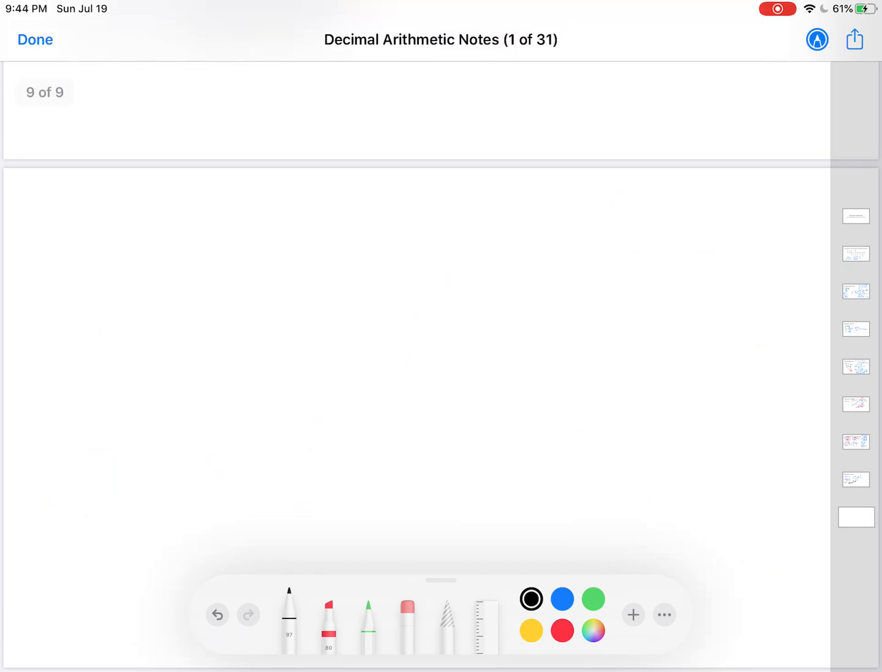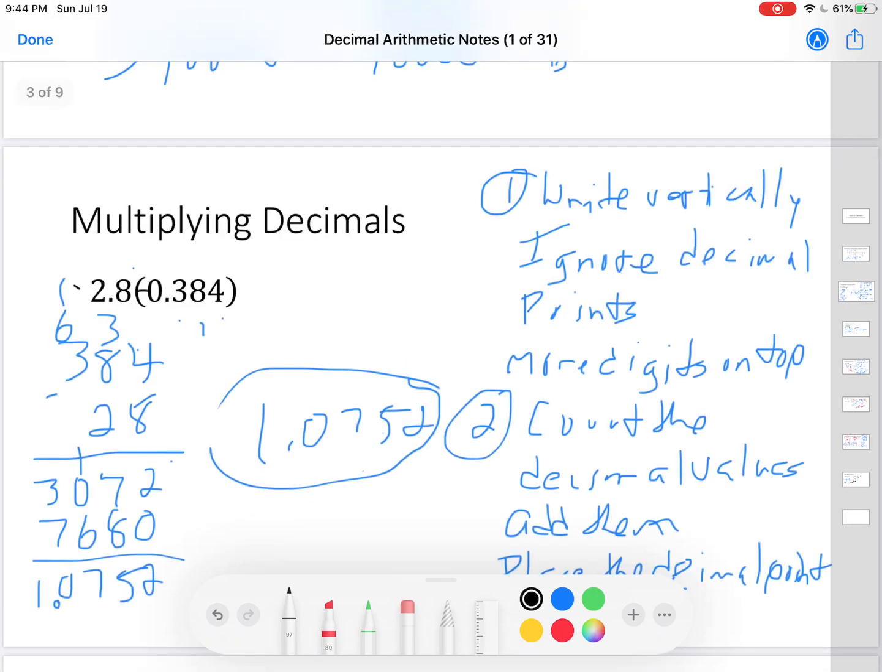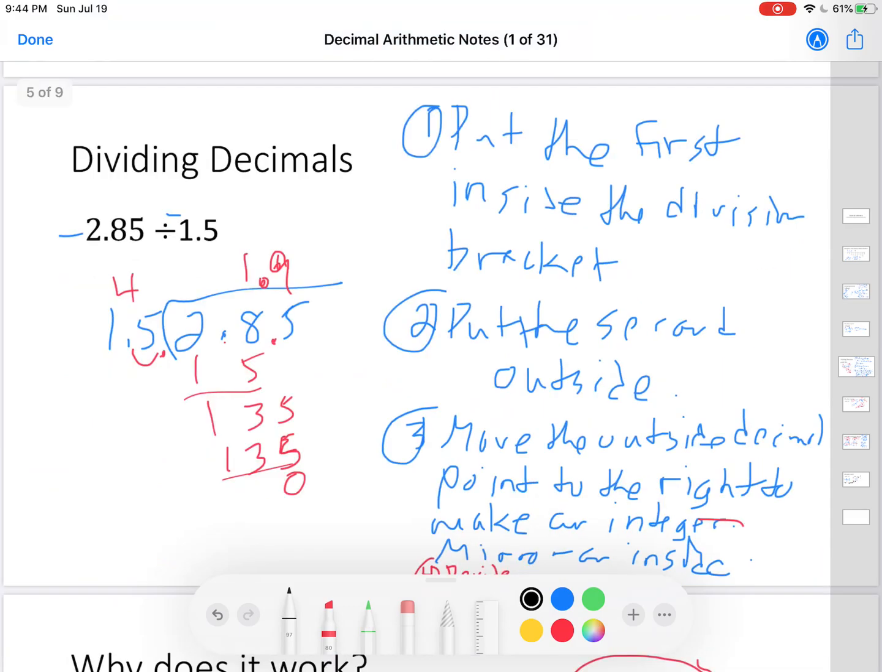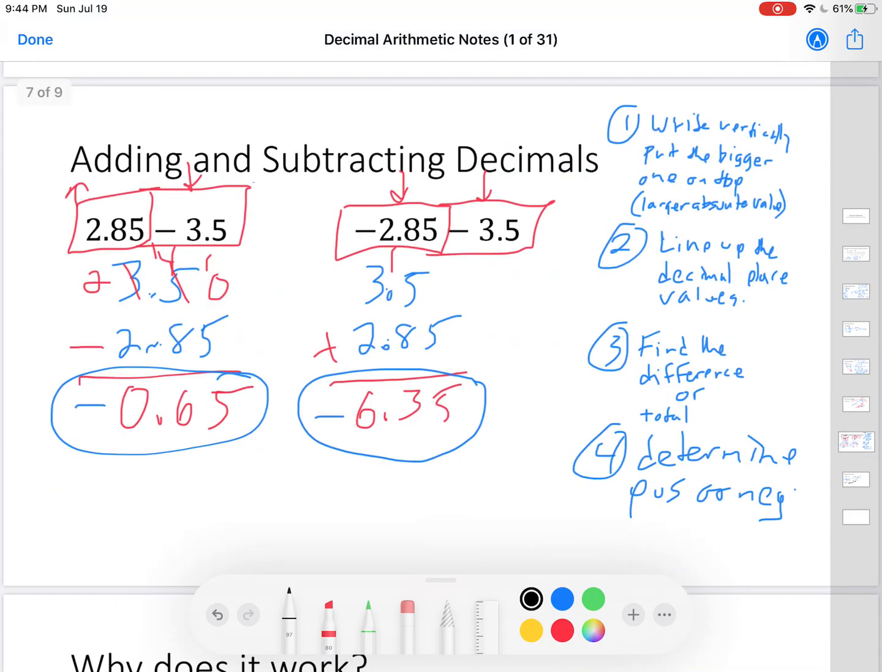All right, so that's how you multiply. That's how you divide. That's how you add and subtract. I'm giving you the notes today because of the way that I'm making this. You can certainly look back at these notes to see how things work.